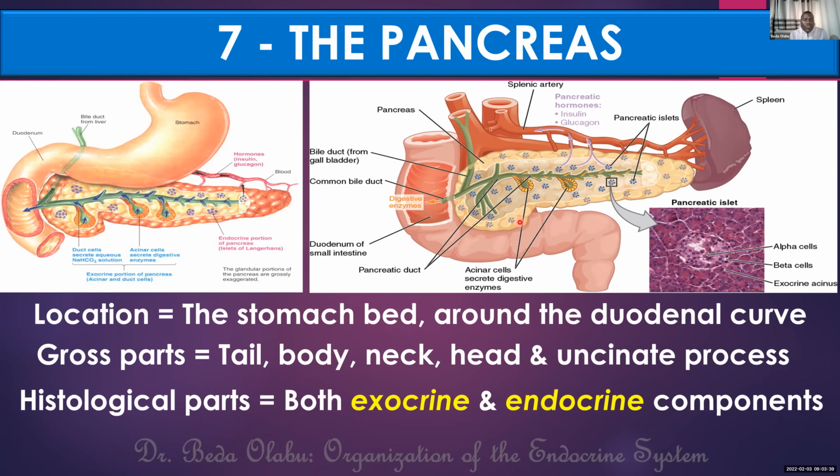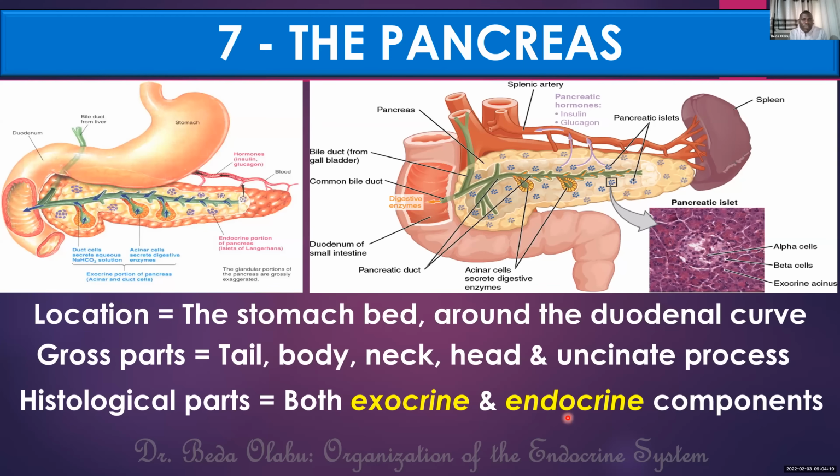In terms of histological parts, which can double as functional parts, the pancreas is described to have two. We have the exocrine pancreas and the endocrine pancreas from a functional perspective. Exocrine means that they release secretions into a ductal system. Endocrine means that they release their secretions into the bloodstream.